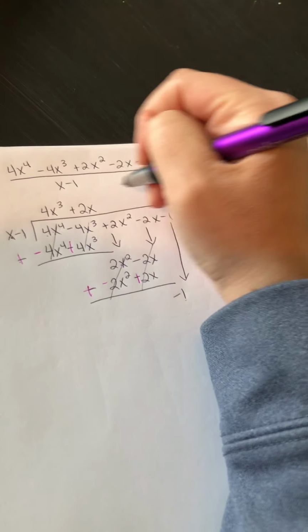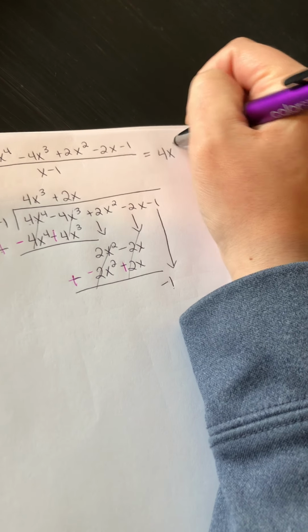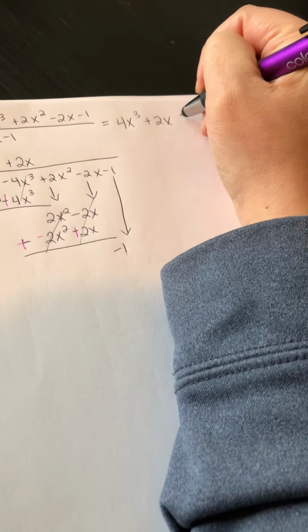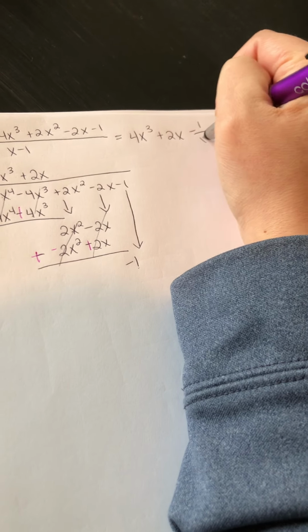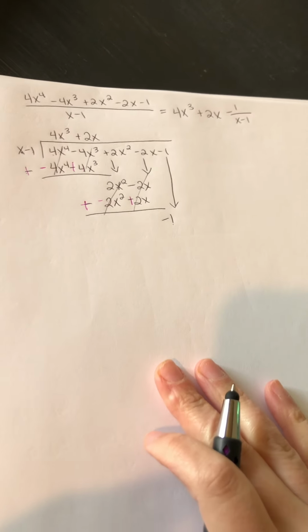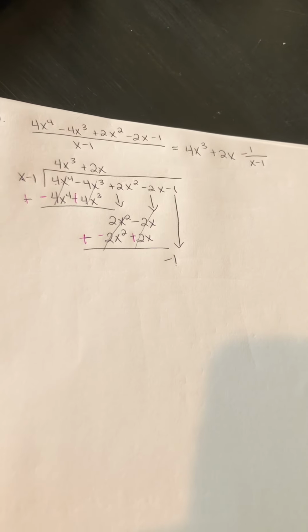So I'm going to write the answer as 4x cubed plus 2x. And then you put your remainder, so minus 1 over your divisor, x minus 1. And you're finished with that.